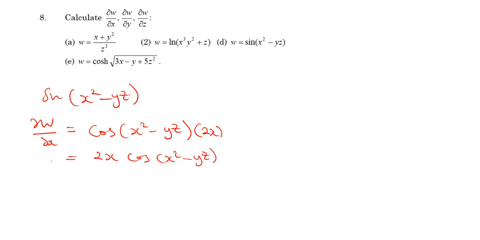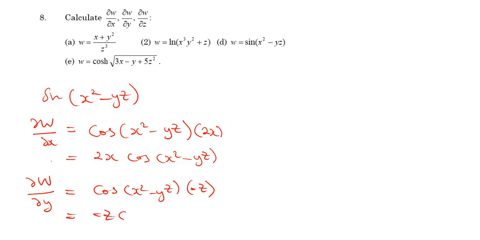Okay, I do the same for the next one, partial of w, partial of y. It gives me the same function, cos of x squared minus yz. Then I differentiate the inner one with respect to y. Where there's y, differentiate the y, you just remain with z. So that gives you a negative z. Writing the z in front, I have negative z cos of x squared minus yz, like that is what I'm going to get.